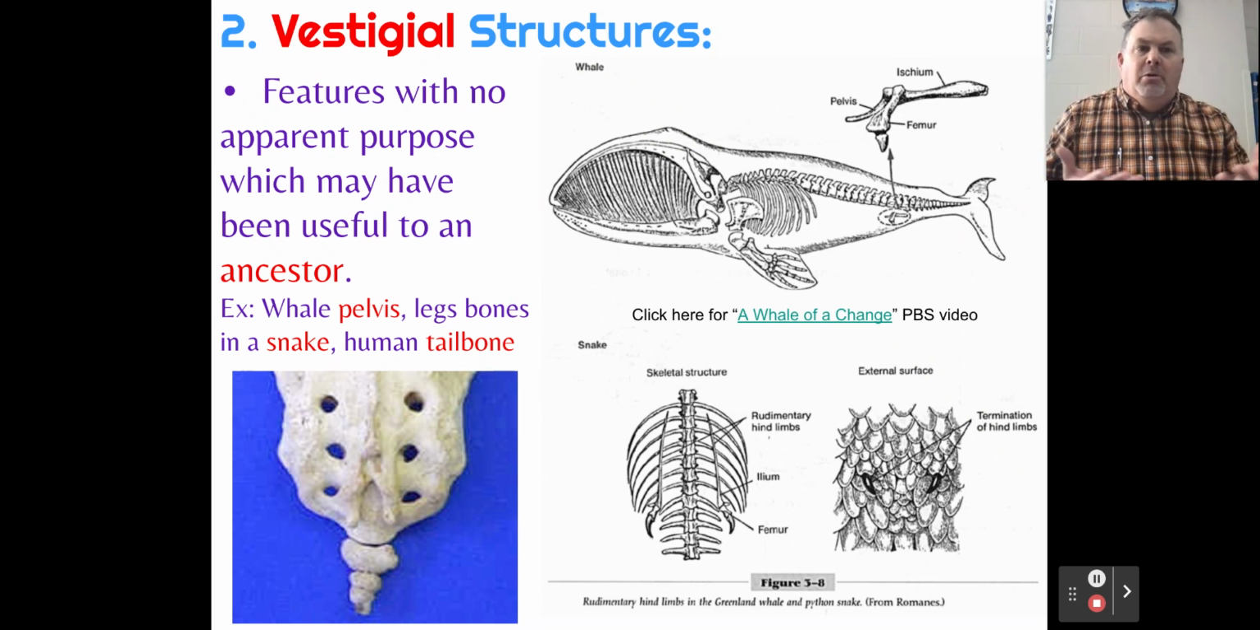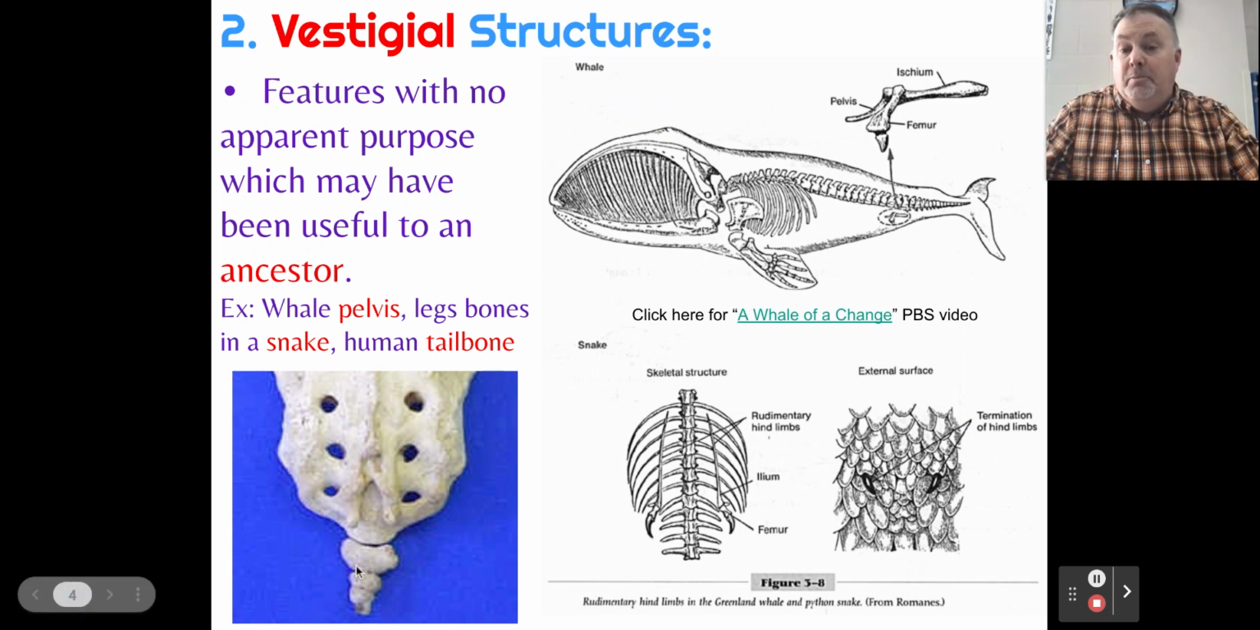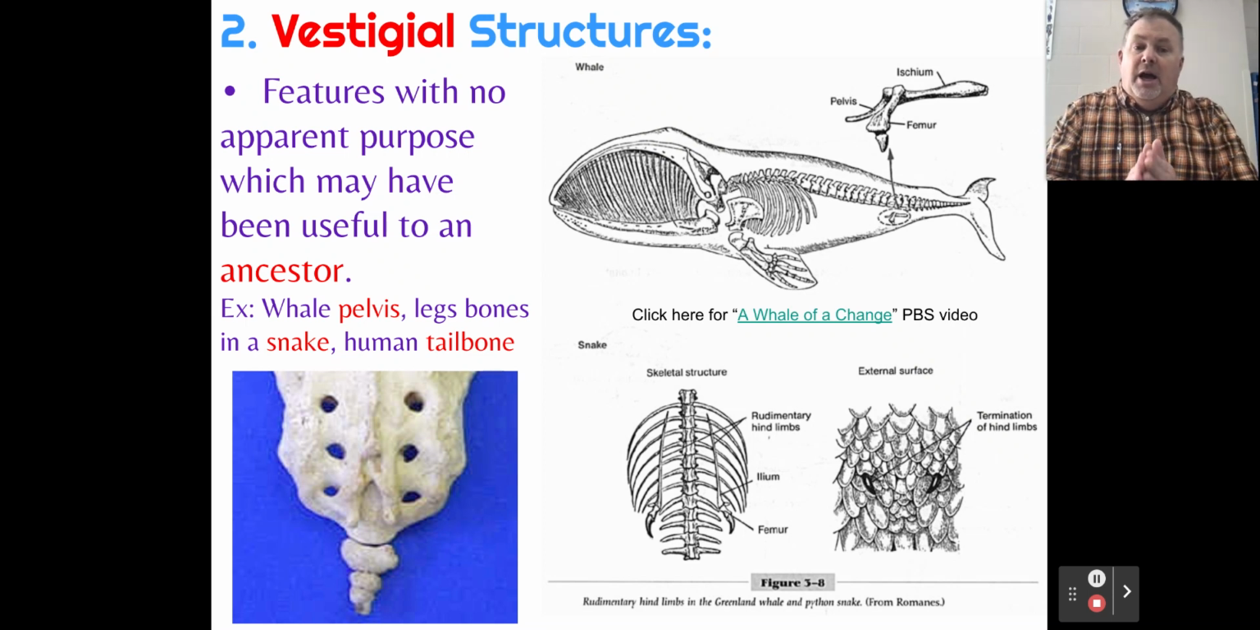And the question would be, well, why are they there? It might have been a useful feature at an earlier time. It's just currently it doesn't serve a function for this particular case of the whale. Human tailbones, the same thing. On the bottom here, you can see the remains of what appears to be a tail, and even we anatomists call it a tailbone. Again, what is its purpose? If it's removed, what happens? Nothing.